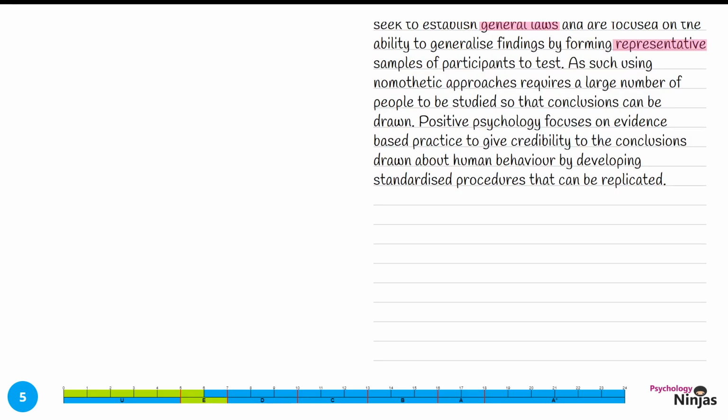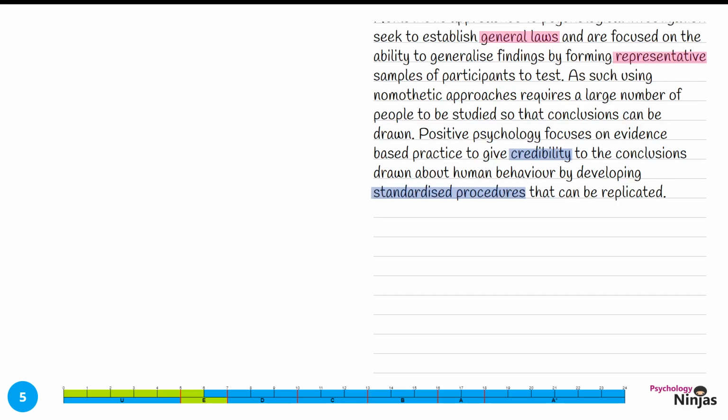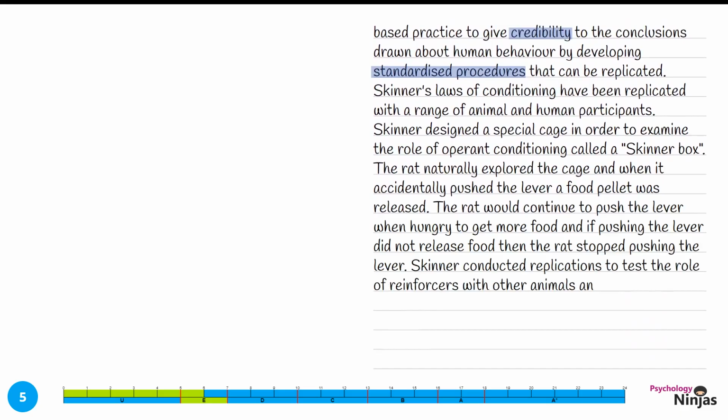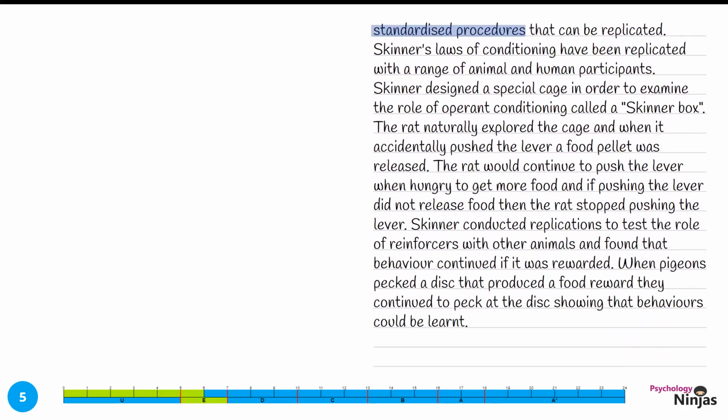Again, all of this goes back to the idea of general laws, that if we're wanting to have lots of different participants, we need a standardised procedure that then gives us credibility because we're using similar methods to scientific approaches. We're then going to explain this with a specific example. Skinner's laws of conditioning have been replicated with a range of animal and human participants.